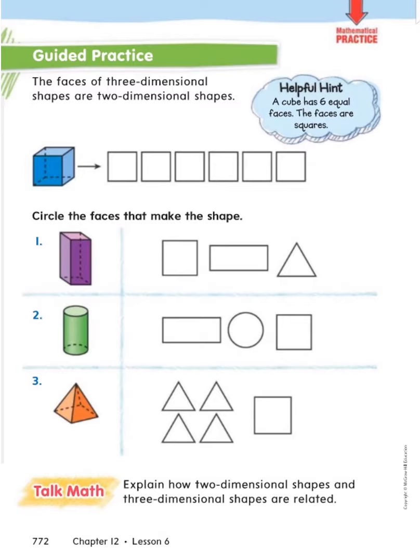So at the top here, it says guided practice. The faces of three-dimensional shapes, which we're going to call solids, this gets a little confusing, are two-dimensional shapes. And if you look at the helpful hint, a cube has six equal faces. The faces are squares. So you can see that blue cube, if we could break it up, each face would be a square. So now look at the directions under that. It says circle the faces that make the shape. Number one, what is that purple object, that solid? It's a rectangular prism, or for extra points, it's a cuboid.